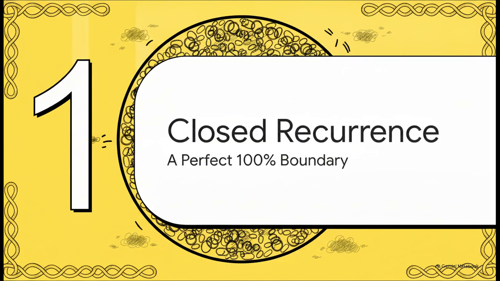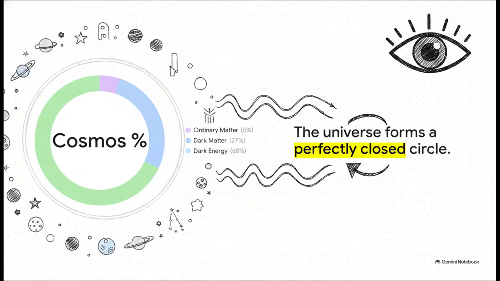All right, starting us off with Section 1, the closed recurrence system. To really wrap our heads around this framework, we have to first understand that the universe is being treated as a perfectly closed system, literally zero leaks and absolutely no external void. Think about the accepted cosmological composition of our universe for a second. We've got 4.9% ordinary matter, 26.8% dark matter, and 68.5% dark energy. Now, notice what happens when you put those exact numbers together. They add up to precisely 100%. Together, they form a perfectly closed circle.